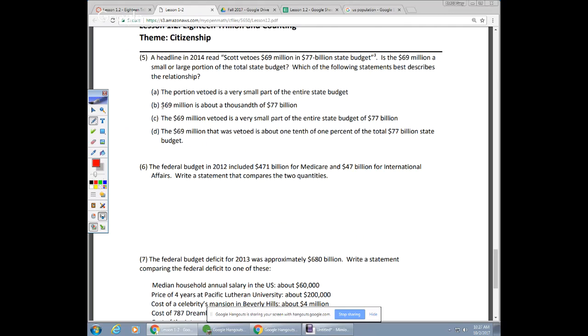In statement B, they state the two numbers, but they don't state what the numbers mean. What does 69 million represent? They don't state it's the amount vetoed. And then C, again, they state at least what the numbers mean, but they go back to very small. What's small? So D is best because it states the number, what the number means, and how much different it is than the other one. So whenever we write quantitative statements, we want to be as complete as possible without writing a whole book.